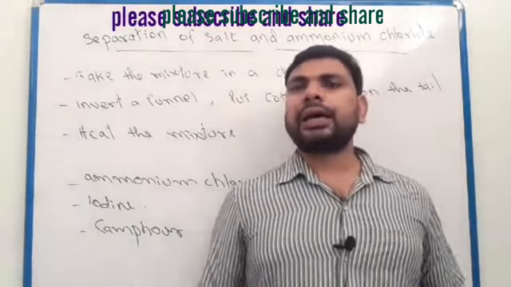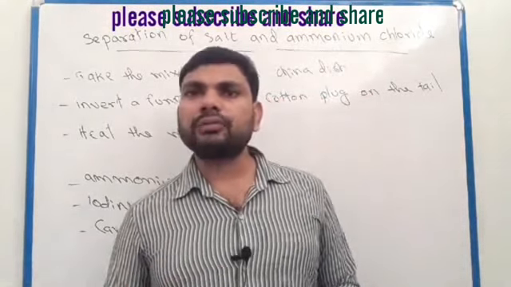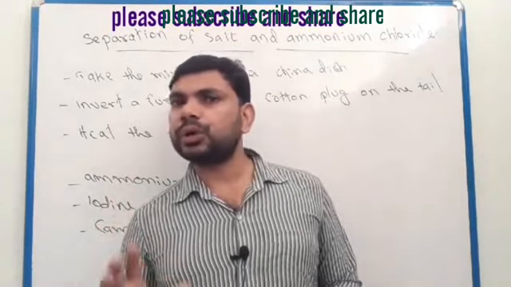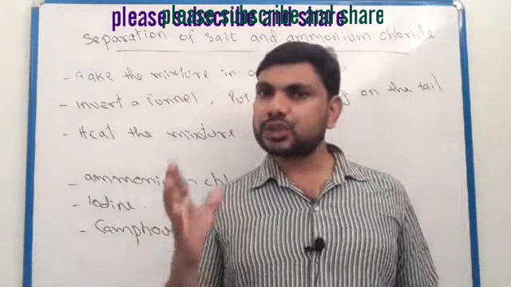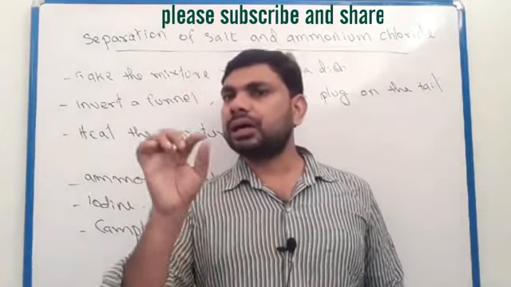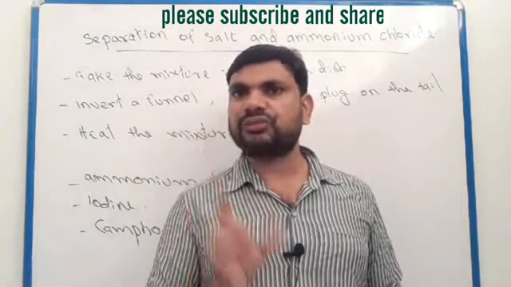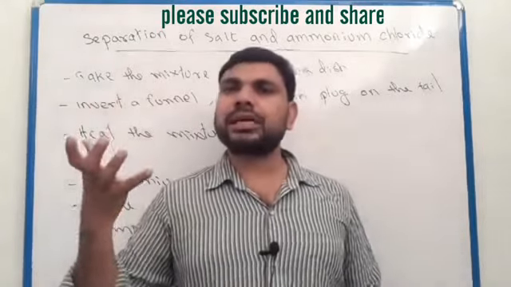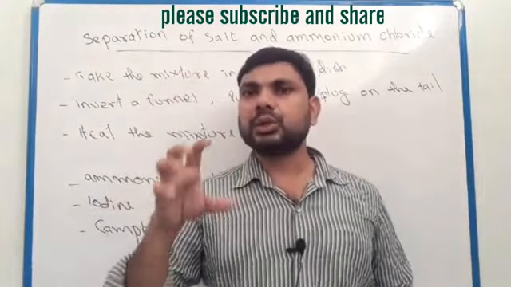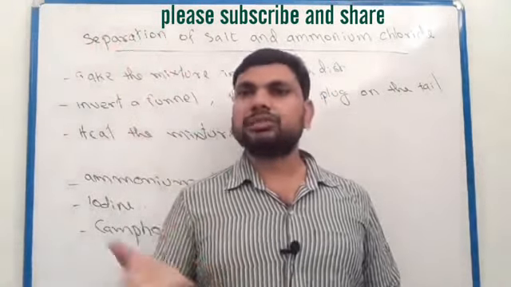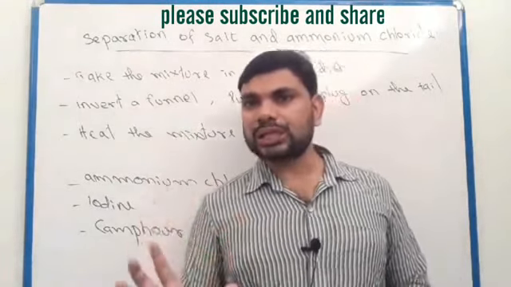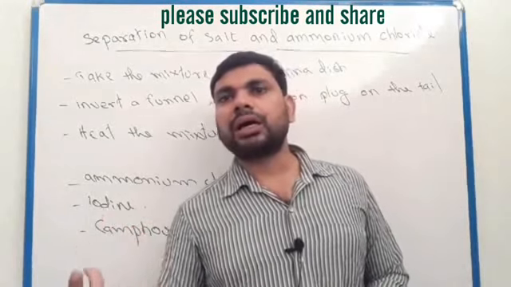Okay, after that, ammonium chloride will sublimate, and after sublimation, we know ammonium chloride will change to vapor. This ammonium chloride vapor will condense on the surface of the filter funnel. It cannot escape outside because the tail of the filter funnel we covered with a cotton plug. So this vapor does not escape outside. It will condense back on the surface of the filter funnel. But the salt will stay on the china dish.